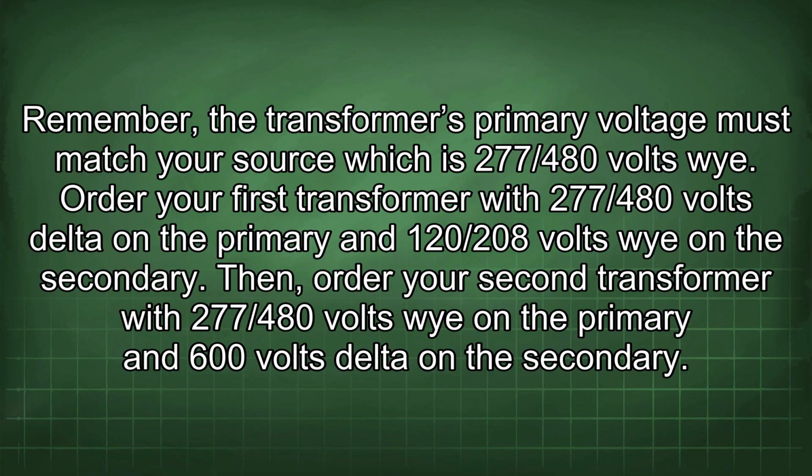Remember, the transformer's primary voltage must match your source, which is 277/480 volts Y. Order your first transformer with 277/480 volts delta on the primary and 120/208 volts Y on the secondary. Then, order your second transformer with 277/480 volts Y on the primary and 600 volts delta on the secondary.